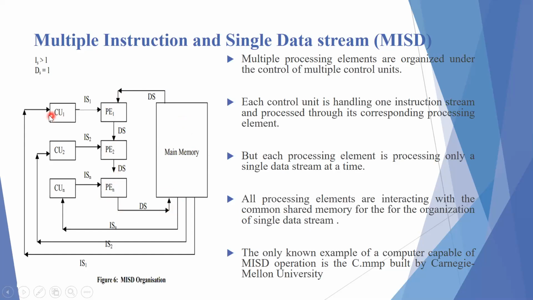Then the first processing element maybe is performing the addition. The second processing element is performing, say, the subtraction. The nth processing element is maybe performing the multiplication. So different operations carried on the same data. Definitely, if we have to issue different instructions, we need to have different control units. I hope this is clear, everyone.